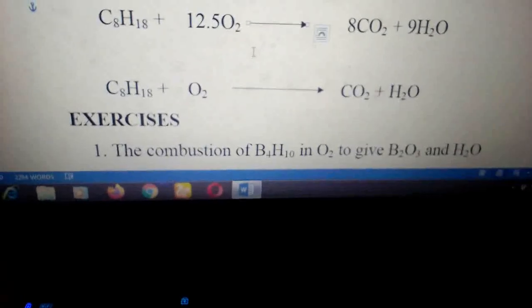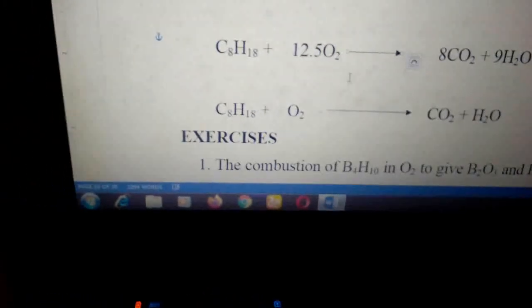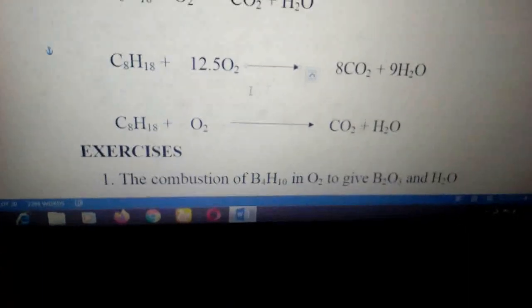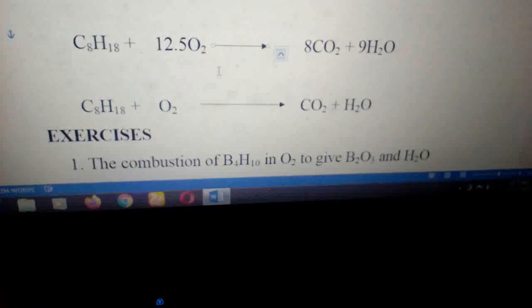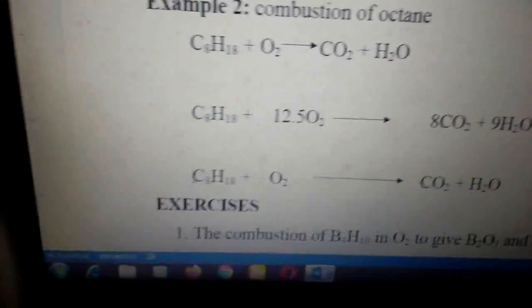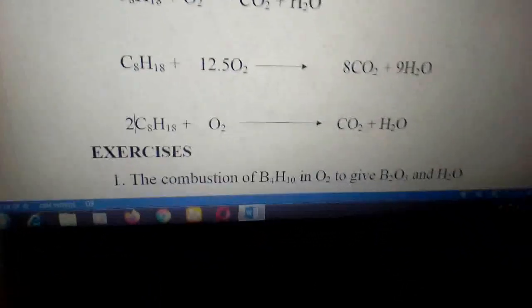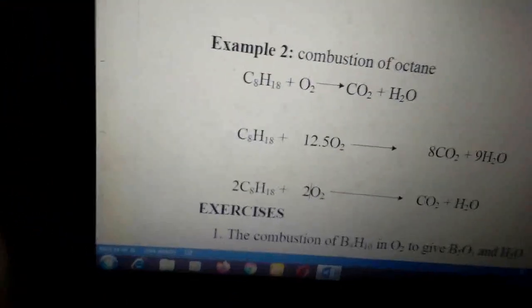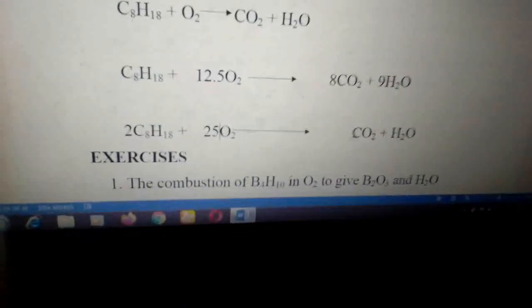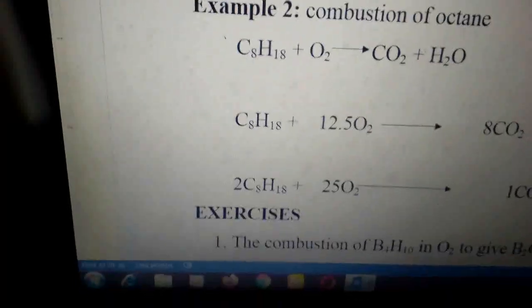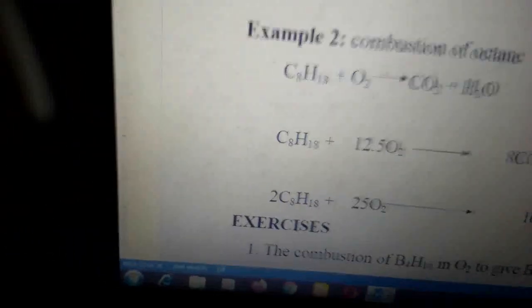And as we said, we don't normally use decimal to balance. We have to convert everything to whole number. So I'm going to multiply the stoichiometric coefficients: 1 mole in front of octane, 12.5 in front of oxygen, 8 in front of carbon dioxide, and 9 in front of water. Multiply everything by 2. So if I multiply 1 mole by 2, I'll get 2 here. If I multiply 12.5 by 2, I'll get 25 there. If I multiply CO2, 8 moles by 2, I'll get 16 on CO2. If I multiply 9 for water by 2, I'll get 18.